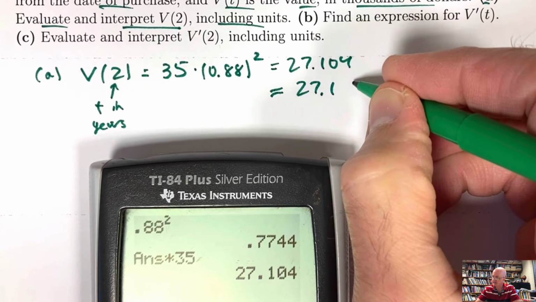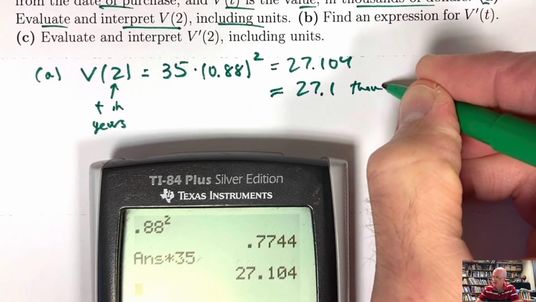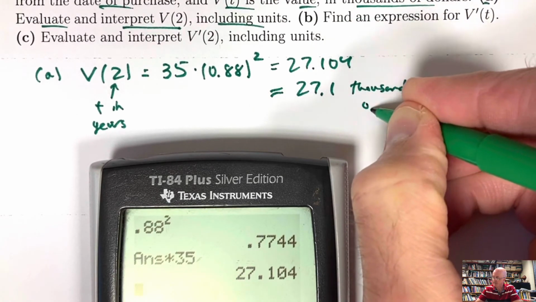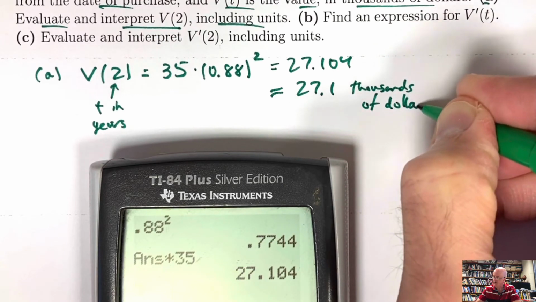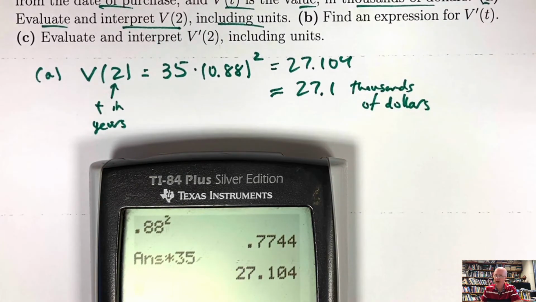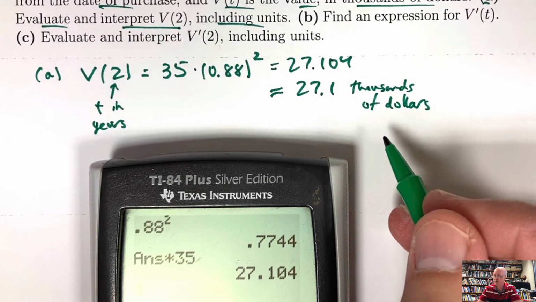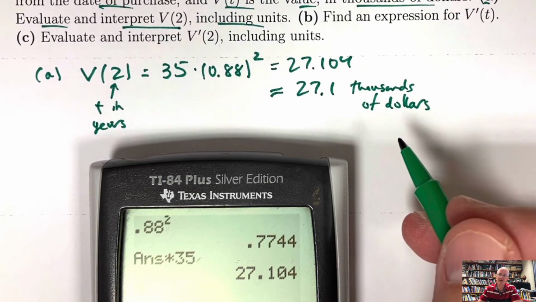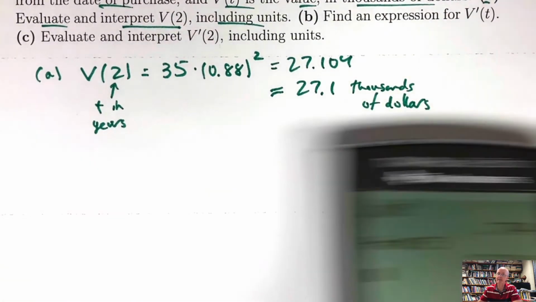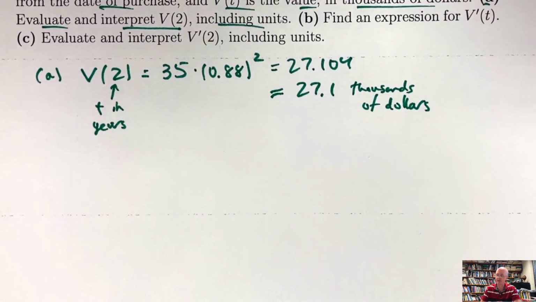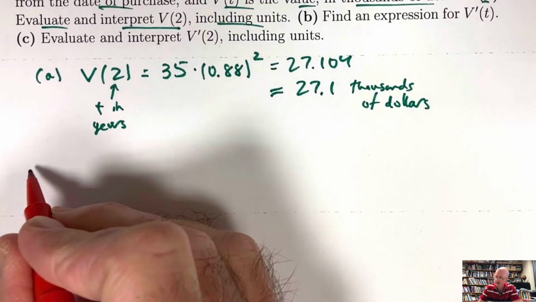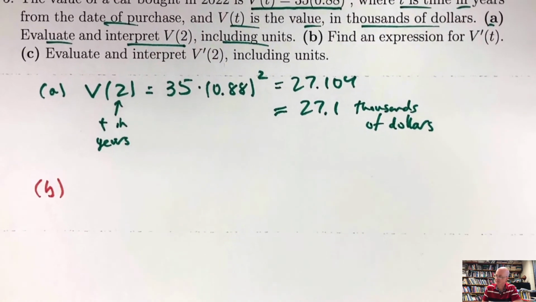What are the units of this? This would be thousands of dollars. They are units for the output of the original function. How does this get interpreted? It's the value of the car 2 years after you bought it. Is it right? It may not be. We are modeling. This may not be the true value. That's determined by the market. It's an approximation.